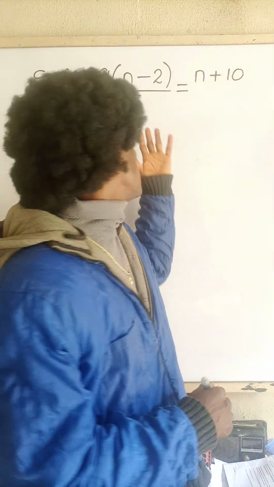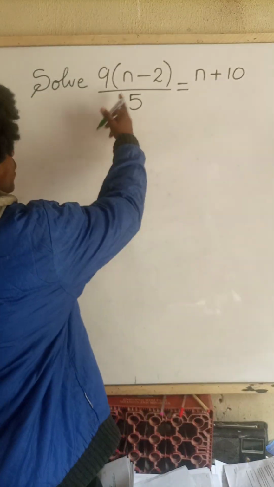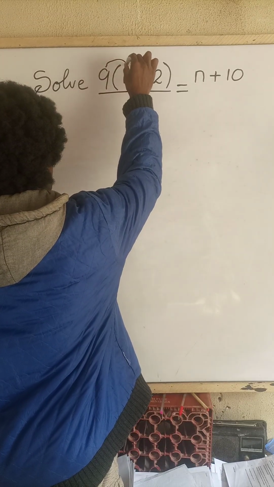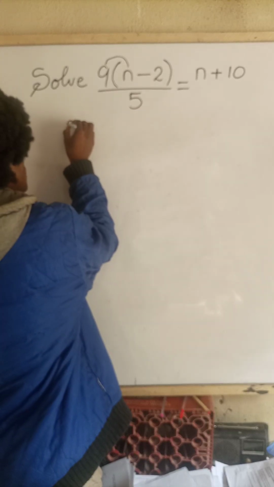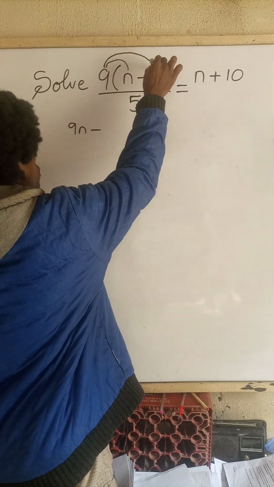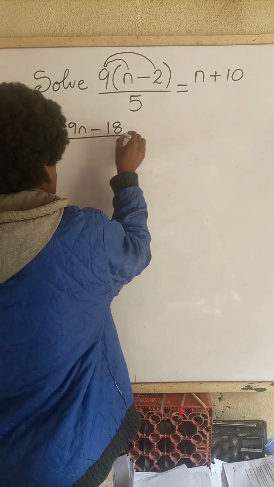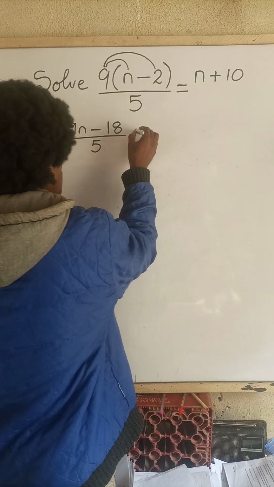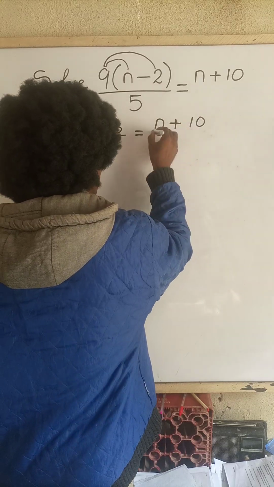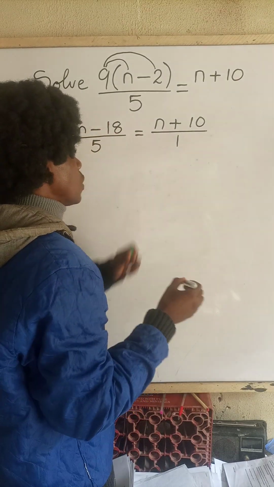If you come across this type of question in any exam, this is what you will do. First of all, remove the bracket. How do we remove the bracket? Use 9 to multiply n, and 9 times n will give us 9n minus 9 times 2, and 9 times 2 will give us what? 18 over the same denominator, which is 5, is equal to n plus 10 all over what? 1. Since we have a fraction here, make this one to be a fraction by putting over 1.